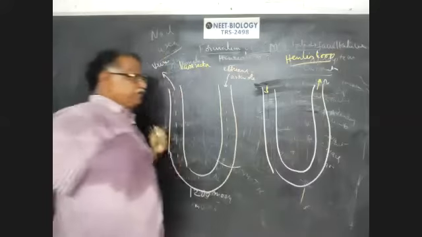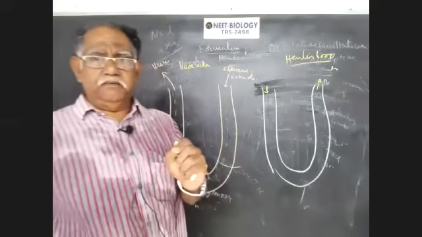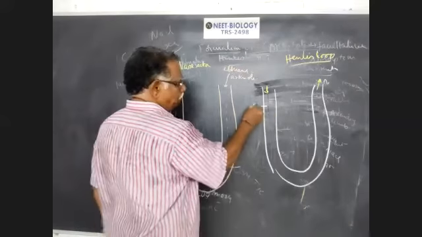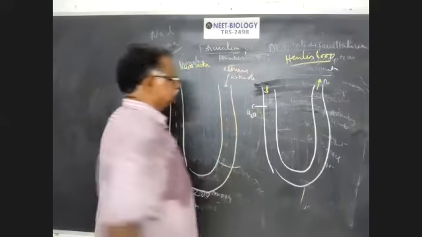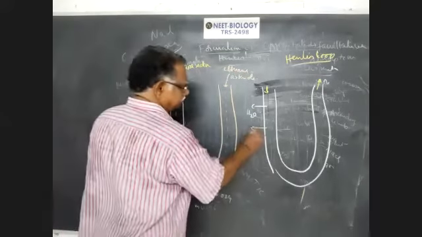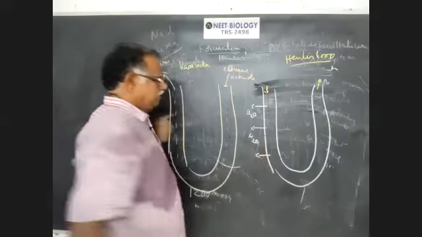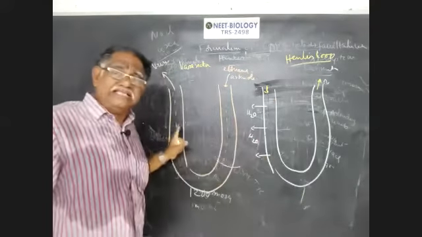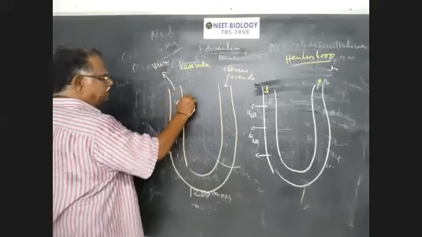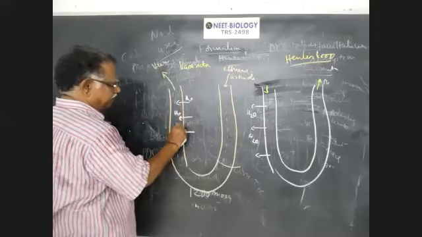This concept is very, very important. I am explaining this concept in the easiest way. Please try to understand. From the descending limb, water comes out. Water comes out from the descending limb of Henle's loop. That water enters into the ascending limb of the vasa recta. This is the ascending limb. So water enters into the ascending limb of the vasa recta.